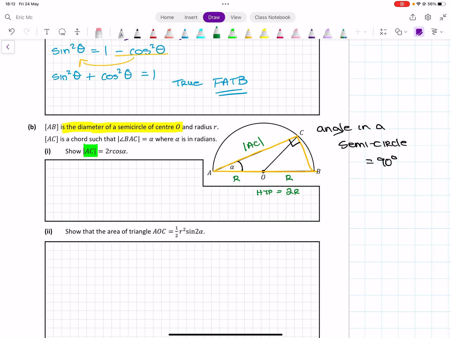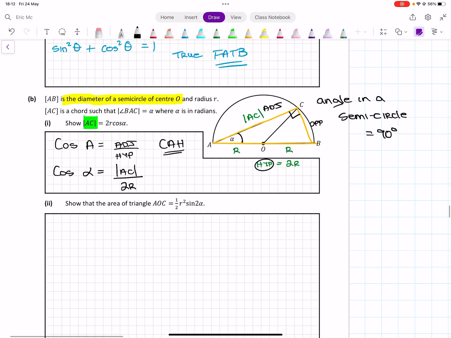Yeah, this works because if alpha is the angle, then this is the opposite. We know that this is the hypotenuse, so this has to be the adjacent. Adjacent and hypotenuse is cos. So the cos of the angle is adjacent over hypotenuse. That's the CAH part of SOHCAHTOA. So the cos of alpha is equal to the adjacent, which is AC, over the hypotenuse, which is 2r. And then if I bring the 2r up and multiply, I get AC is 2r cos alpha, which is what I wanted.